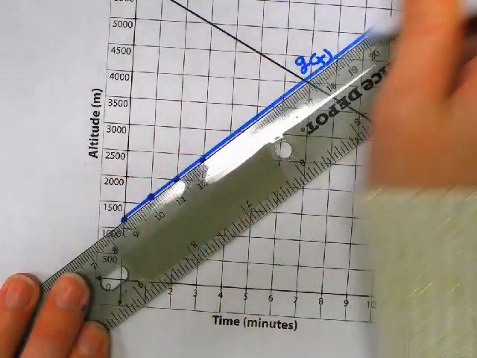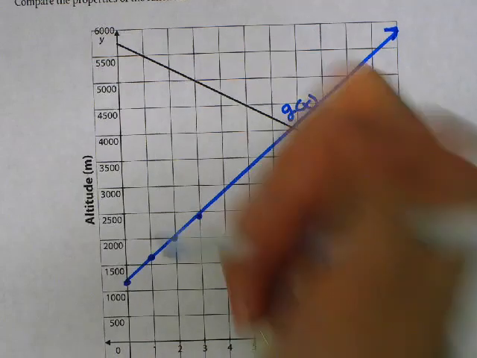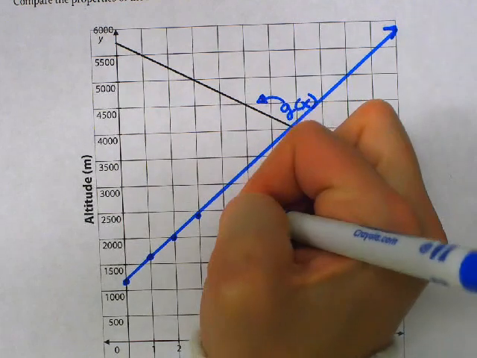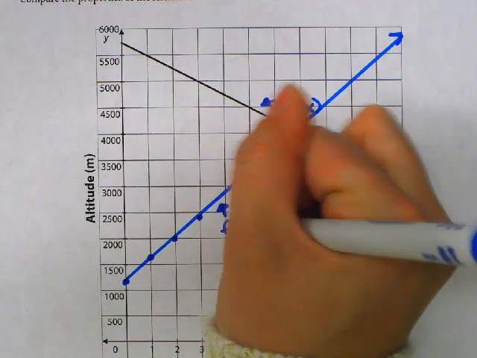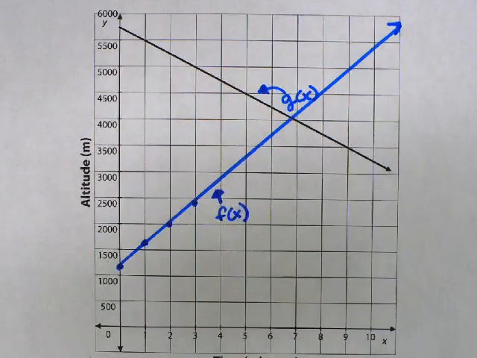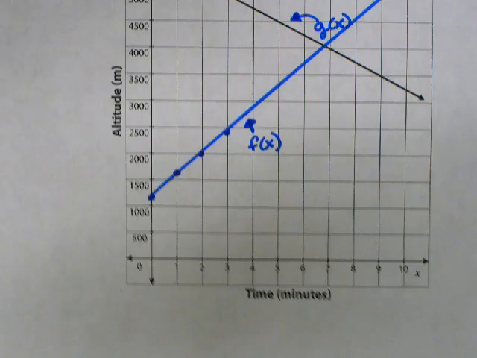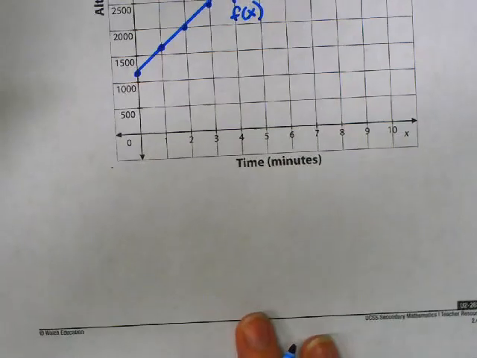So one thing that I can see right away is that one of these is increasing and one of these is decreasing. So this guy right here is g of x. And then this guy is the one from the word problem. He's f of x. So when I compare these, because one is increasing and one is decreasing, it makes it a little easier on me.